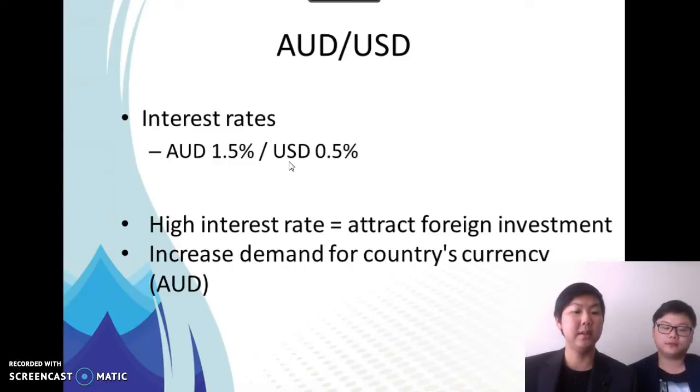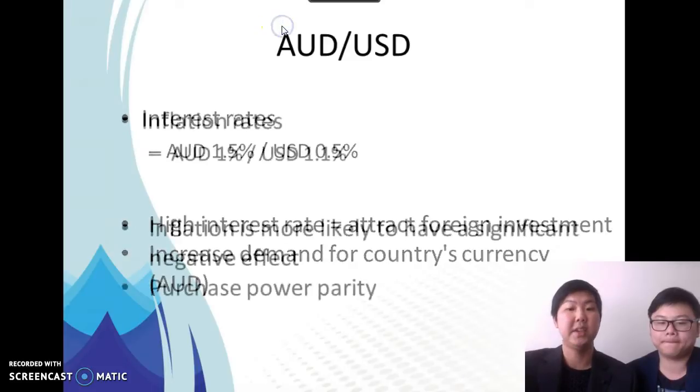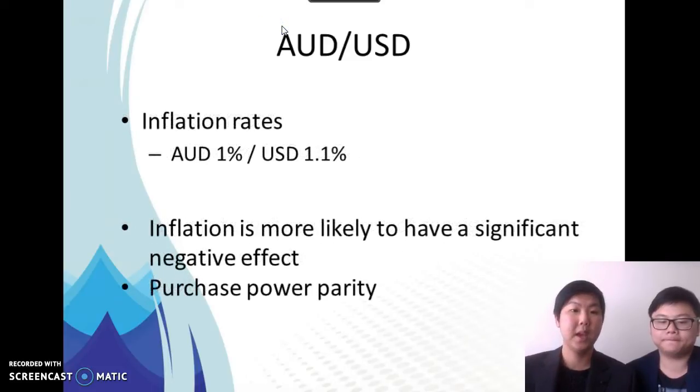Higher interest rate leads to higher interest income. So traders purchase currencies with high interest rate and sell currencies with low interest rate. The higher interest rate of Australia currency suggests that it is likely that Australia appreciates against the US dollar. And next indicator is the inflation rate.